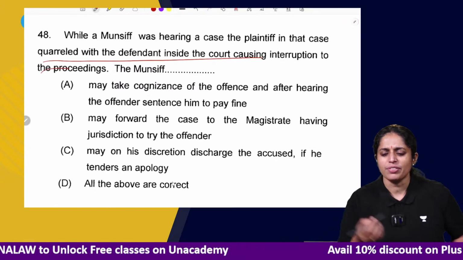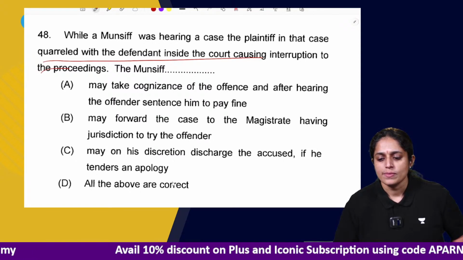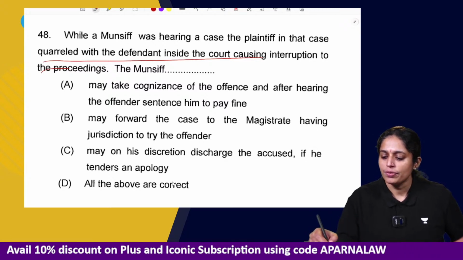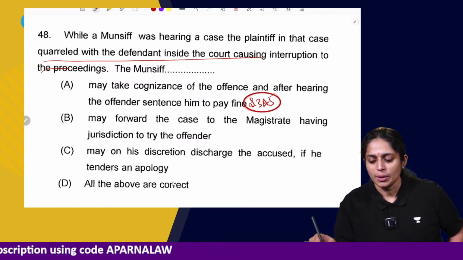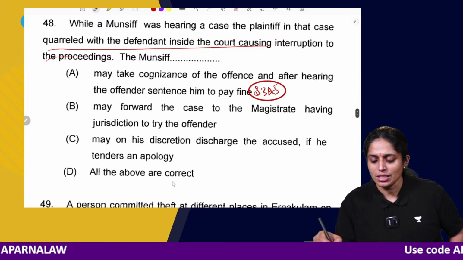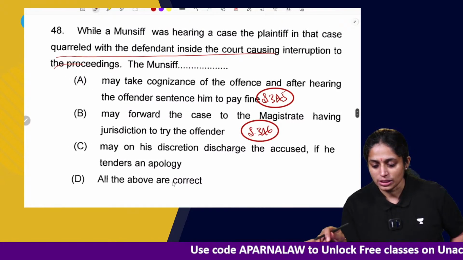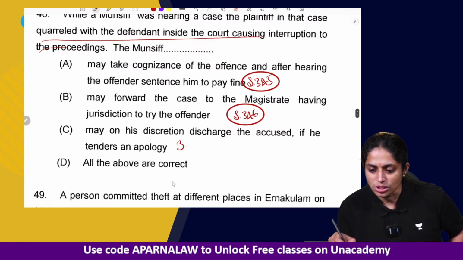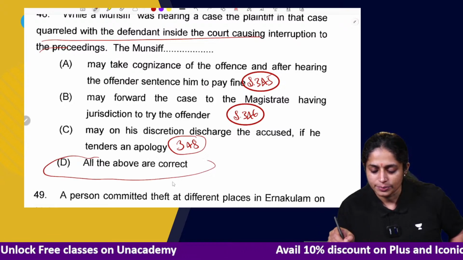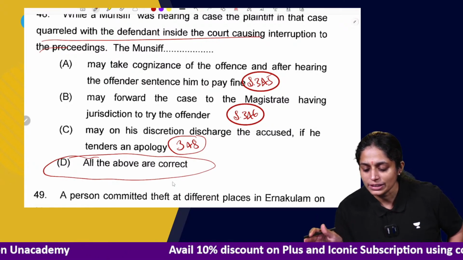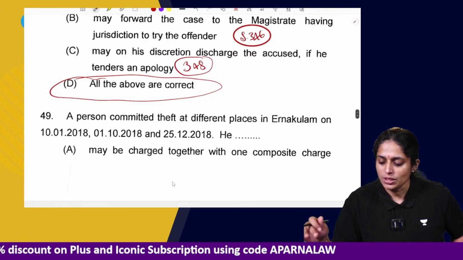This is a case with reference to the contempt provisions. This is a case under section 345 where contempt is there. If not under this, then he can go for 346. He can forward to the magistrate under section 346, or if he tenders apology as per 348. Hence all the above are correct. 345, 346 and 348. Next one, 49th question.